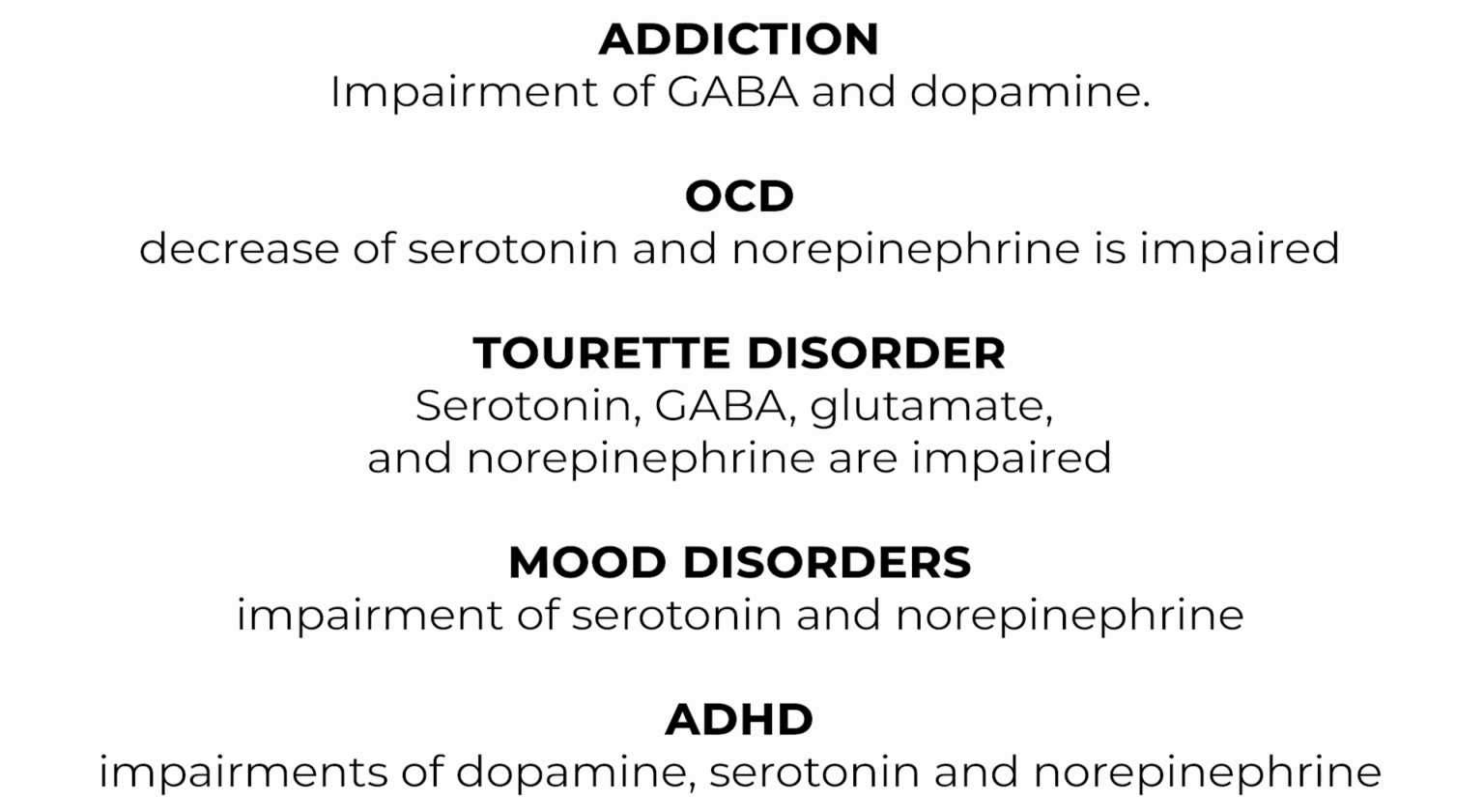In Tourette disorder, they will have an impairment in serotonin, in GABA, in glutamate, and norepinephrine. Tourette disorder, an impairment in serotonin, GABA, glutamate, and norepinephrine. In mood disorder, basically patient has an impairment in serotonin as well as what? Norepinephrine. In ADHD, there is a problem with dopamine, serotonin, and norepinephrine, an impairment in dopamine, serotonin, and norepinephrine, that is ADHD. So, that recaps everything.